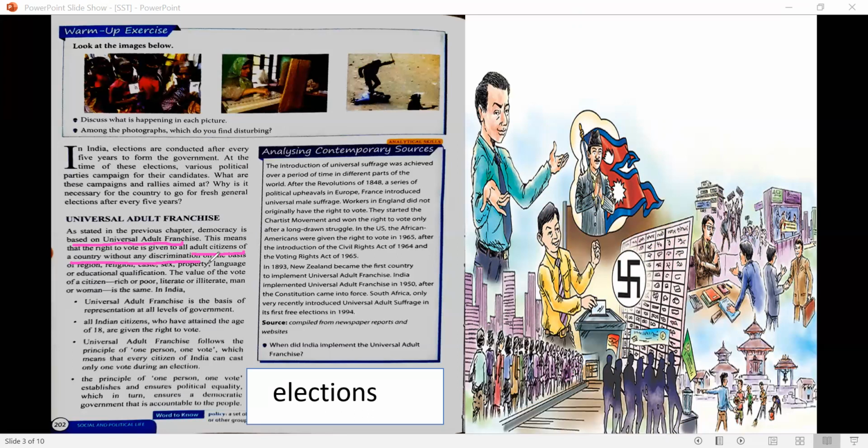So in India, if anyone is poor or rich, it doesn't matter. Literate or illiterate means whether he has studied, till any class, nothing matters. If he is above the age of 18, he or she can vote. Whether it is a man or a woman, don't discriminate against the woman, please. Yes, it is a very bad thing to discriminate against a woman from your family or anywhere.